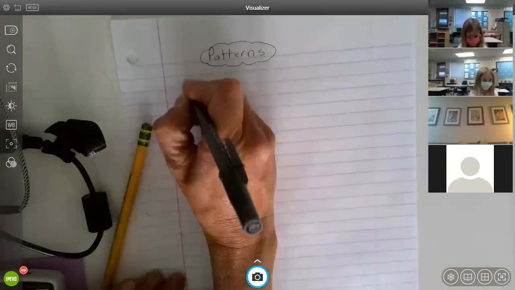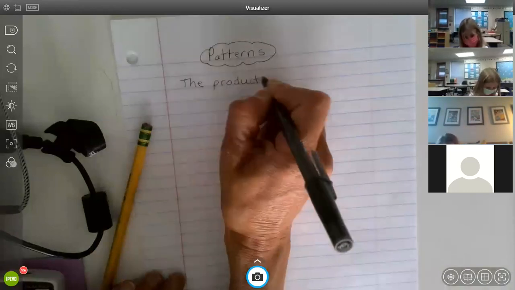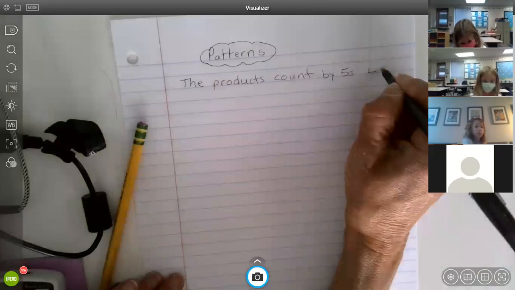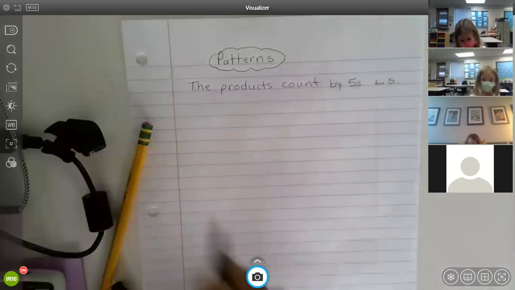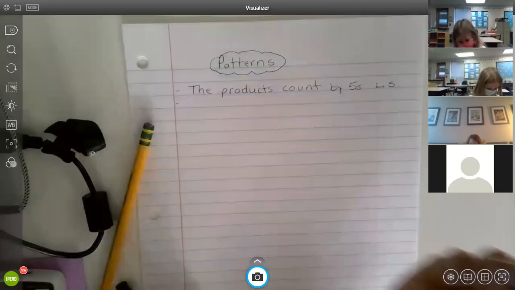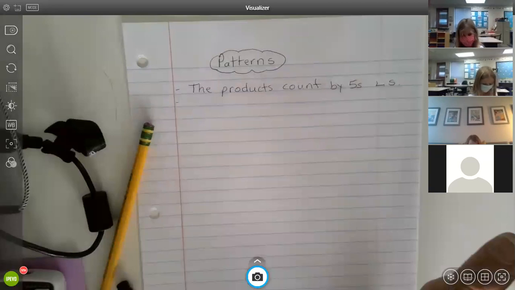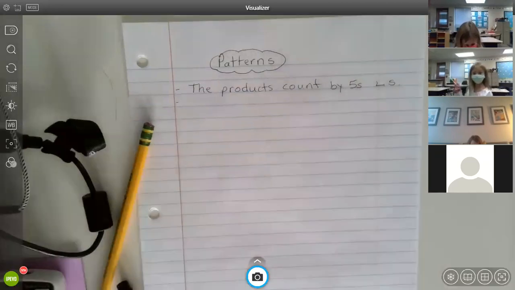Okay, so he noticed that the products count by 5. Good thinking. What other things did you notice? Sunny? I noticed when we go by 5, we create a newer number and then make more groups. Can you say that slower one more time? Whenever you added another 10, you could make more groups. So it kept going in sequential order. You add a group every time.